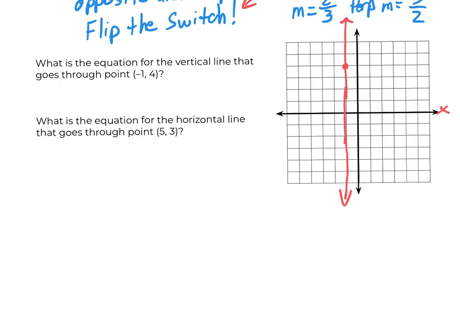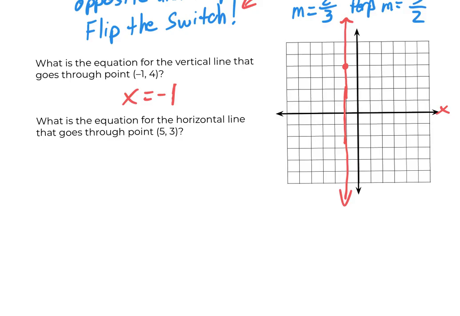And what we said yesterday was it's only going to cross the x-axis, right? It only crosses the x-axis at negative 1. It will never cross the y-axis. So there's no y in our equation. And so our vertical line here would just simply be x equals negative 1. That's all we have to do, okay?